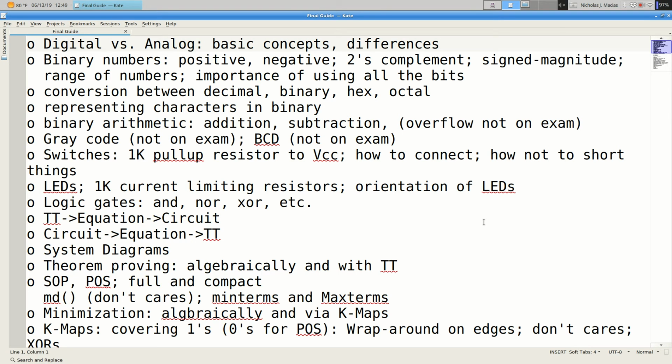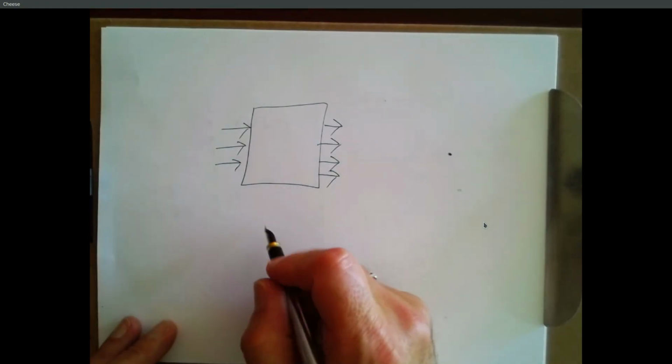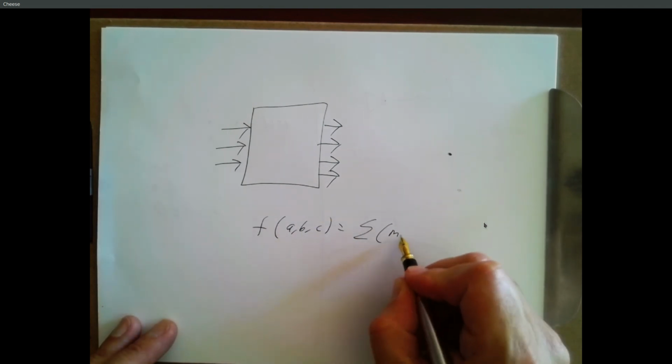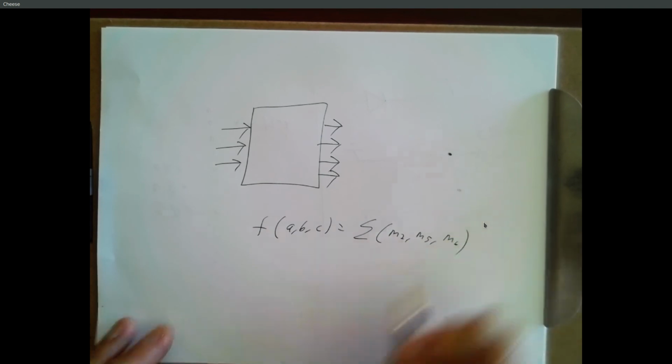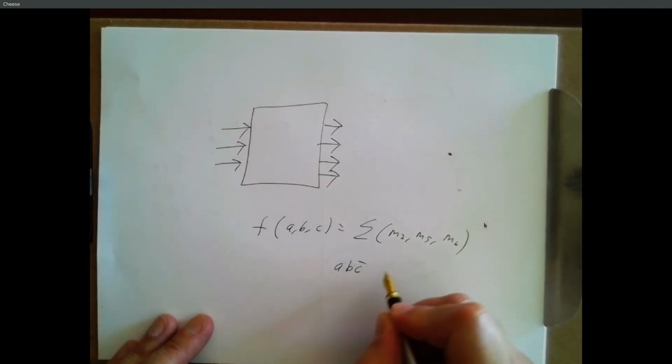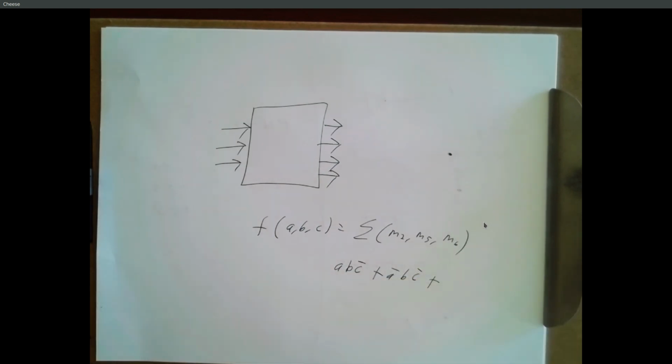Theorem proving, algebraically with truth table, we already talked about. Sum of products, product of sums. I don't know if we need to go over those. Compact form is where you say, like, f equals sum of m1, m2, and m5, right? So it's that shorthand notation. Right, that's compact form. If I ask for full form or non-compact form, that's when you need to write something like A, B, C bar, or A bar, B, C bar, etc.